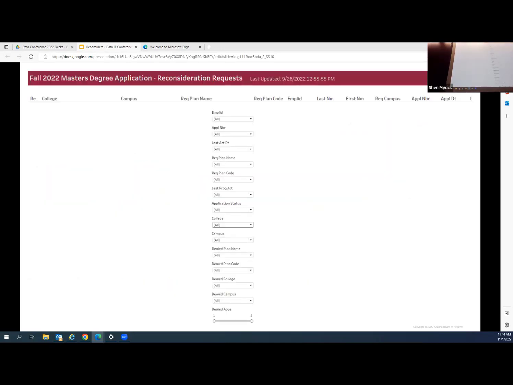And you'll see again, for sake of the entire screen being blurry, we were putting out what were the outcomes from those reconsideration requests. And this was more at the individual applicant level. So we're looking at what college had requested the reconsideration, the campus, the requested plan name, plan code, and then all the student information. And then we would include, downstream, on the other side of this, the sorting by what their application status was for that plan code.